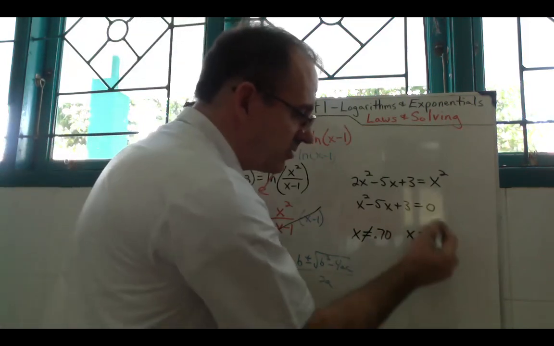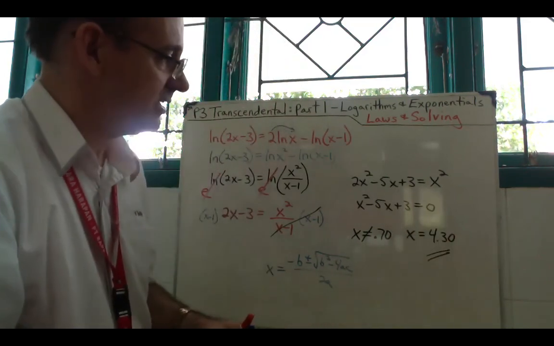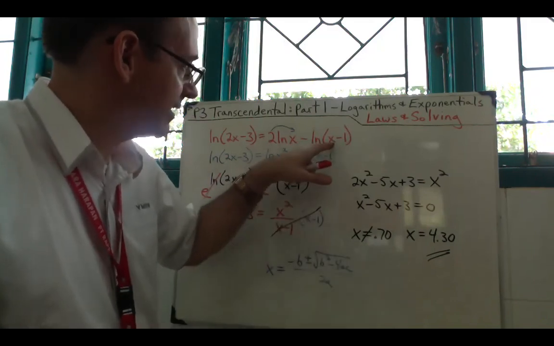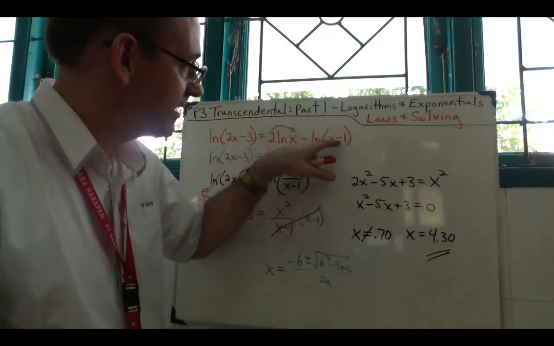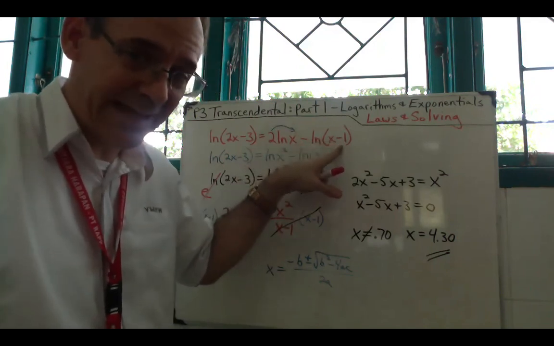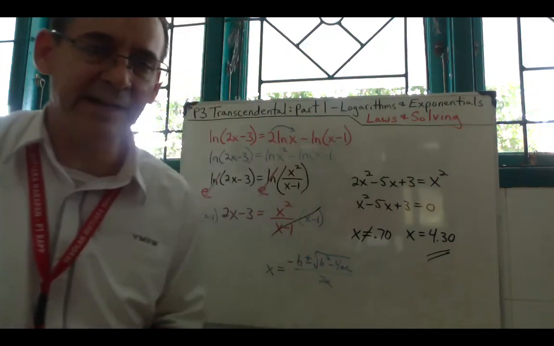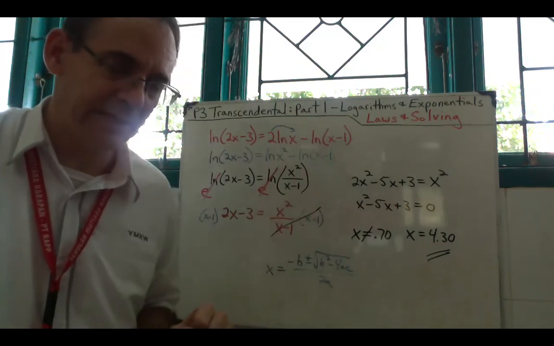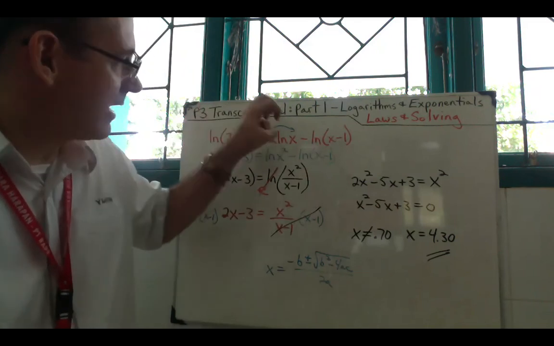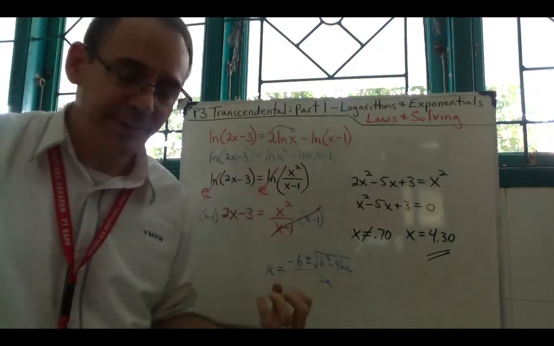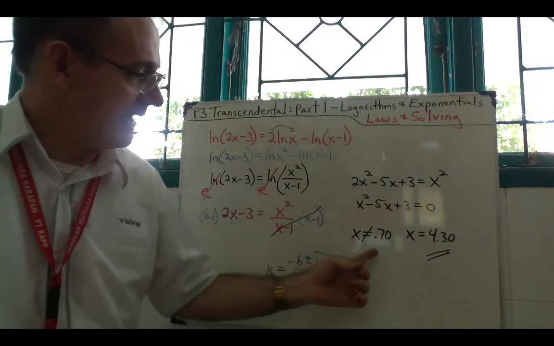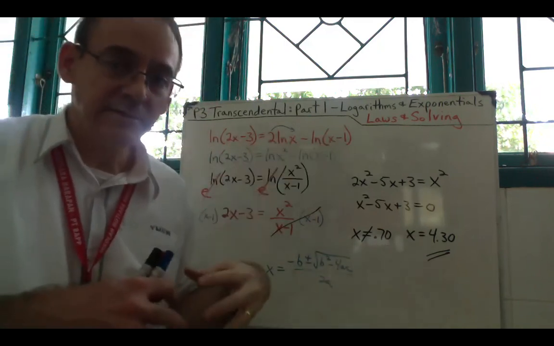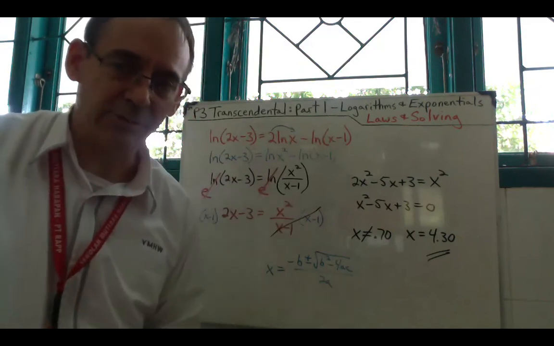The only answer that you should have is x equals 4.3. And the easiest place to recognize it is right here. 0.7 minus 1 is going to give you a negative. So be careful of that. Always double check your answers when you're solving logarithmic equations. And you have to look at every argument. And remember, you're not looking at the value of x. You're looking at what the argument total value comes out to.